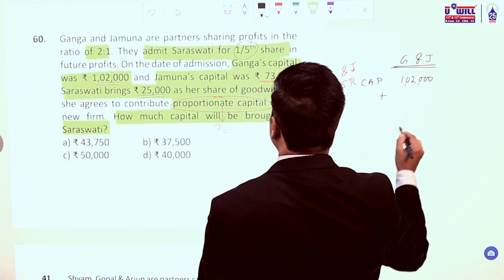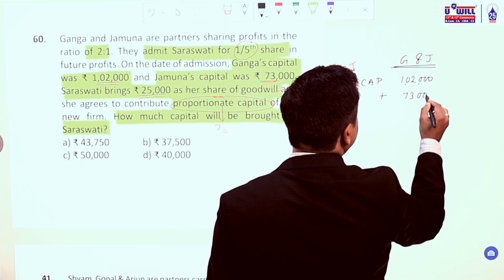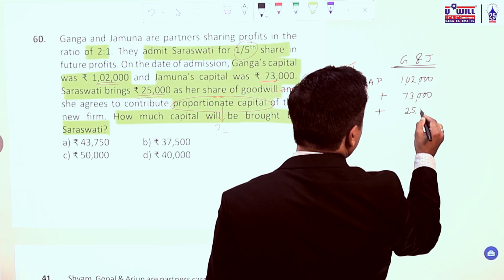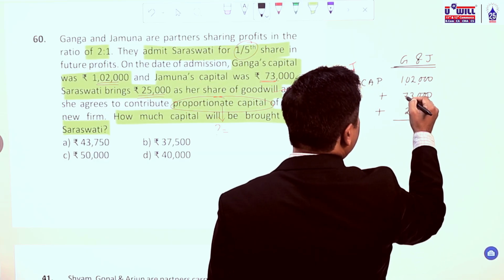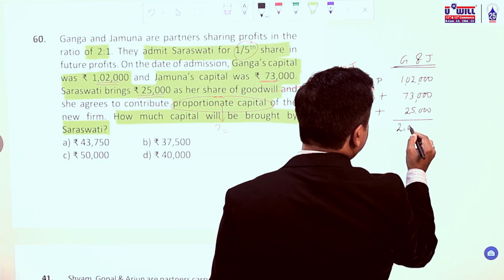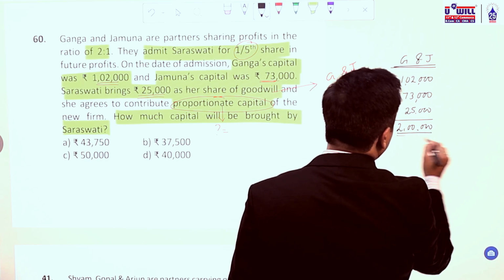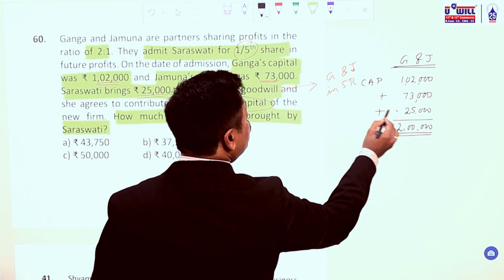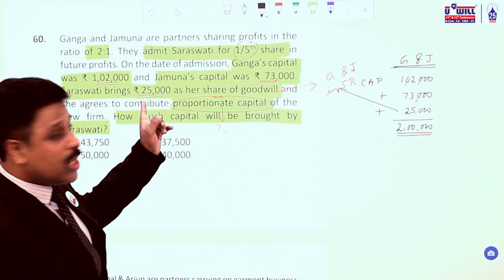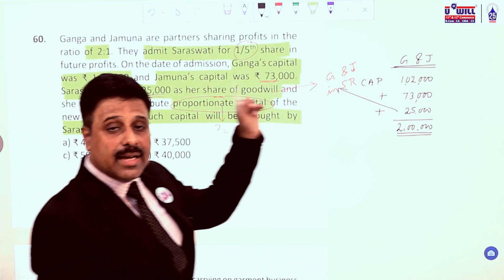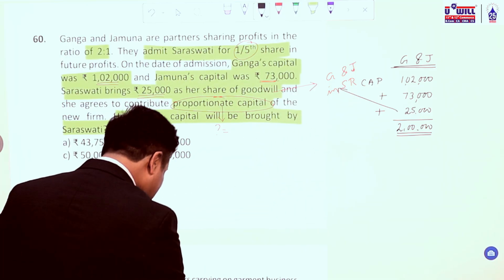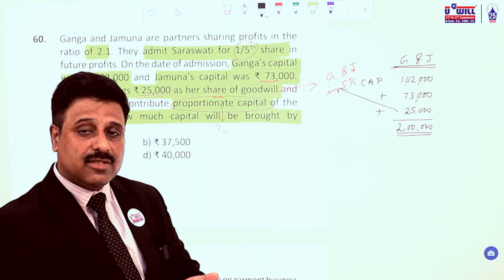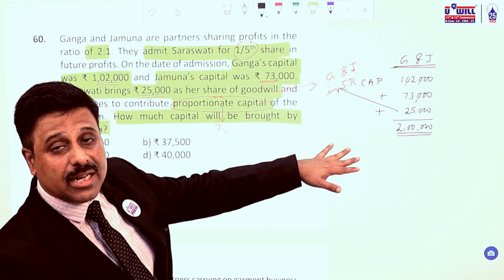plus 73,000 plus 25,000 goodwill will also go into their accounts. So 1,75,000 plus 25,000, 2 lakhs. In the new firm, the capital of Ganga and Jamna will become 2 lakhs. I hope everyone is clear why this 25,000 is added. Because even the share of goodwill brought by the new partner will be credited to Ganga and Jamna's capital accounts in the sacrifice ratio. Once it goes into their accounts, their capitals will increase. Now in the new firm, their capital is going to be 2 lakh rupees.